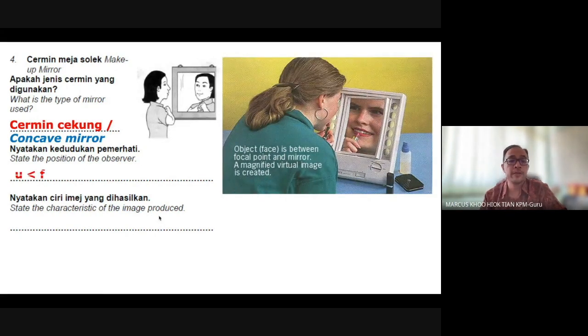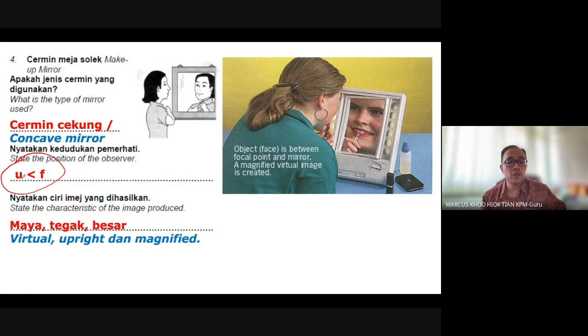But the position of the observer is this: U is less than F, because only at this position can you get a virtual, upright and magnified image. So there's a condition that comes with the concave mirror. If you want to put on your makeup, a concave mirror is better because it makes your face bigger. But you need to go as near to the mirror as you can, so that your picture will be virtual inside the mirror, upright, not inverted, and magnified. If you go very far, then you'll be inverted, which is pointless for a makeup mirror. Good makeup mirrors are usually concave mirrors that have a very big focal point. But not all makeup mirrors are like that. Some makeup mirrors are just a flat mirror.